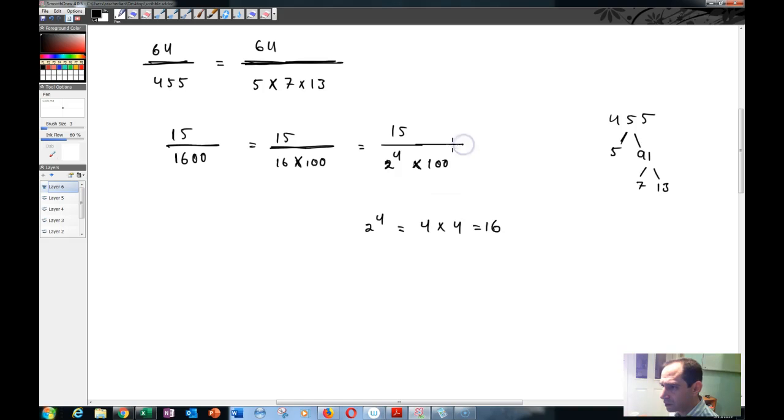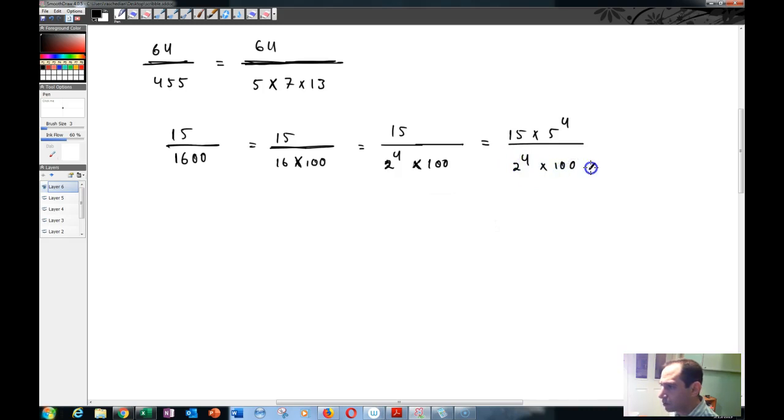Okay, so what you can do here is, you already have 100 over here, so you don't have any problems with that. But since you have 4 factors of 2 over here, you need 4 factors of 5 as well to make 4 factors of 10 here, right? So I'm going to write this as 15 times 5 raised to the power 4 over 2 raised to the power 4 times 100 times 5 raised to the power 4.